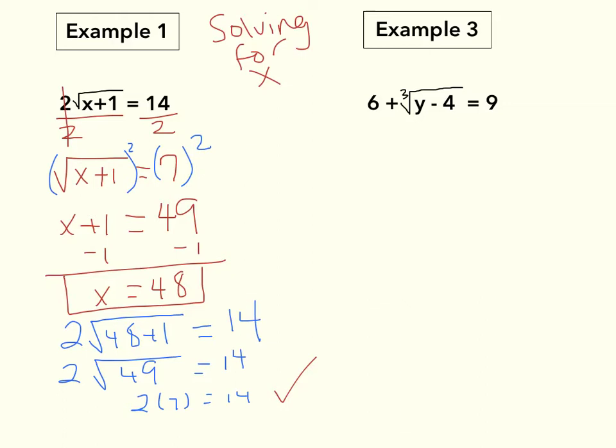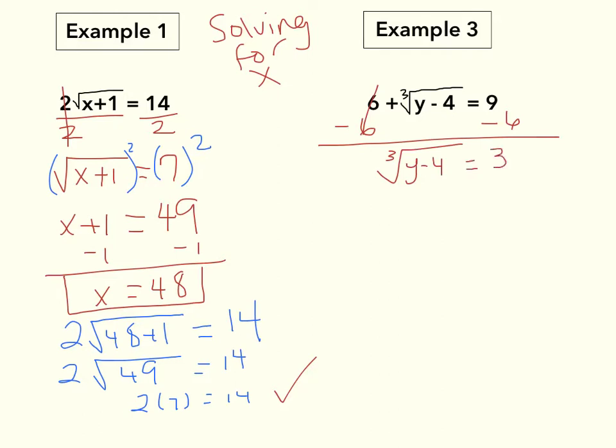Okay, after you've tried example 2, let's go ahead and do example 3 together. So the first thing we want to do is isolate the radical. Get that radical by itself, so this part by itself. And the way we do that is getting rid of the 6. So we can subtract the 6 from both sides. And now we just have the cubed root of y minus 4 equals 3.